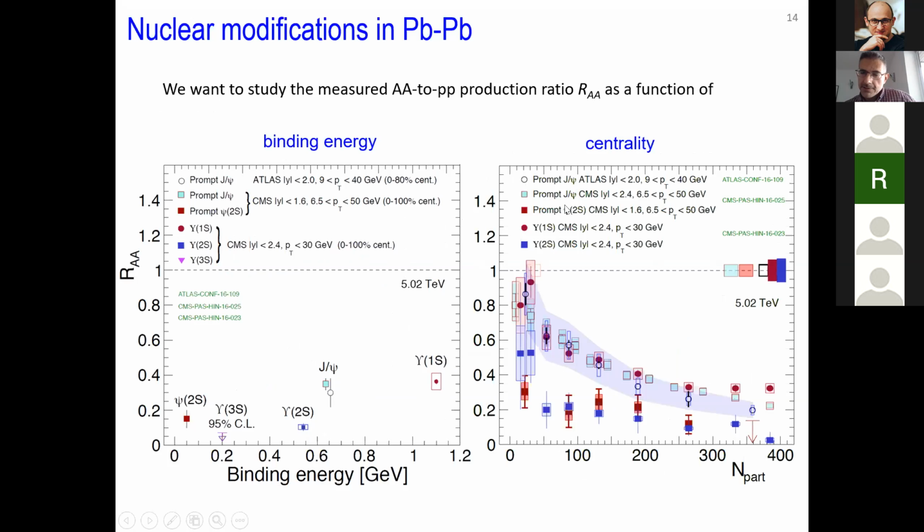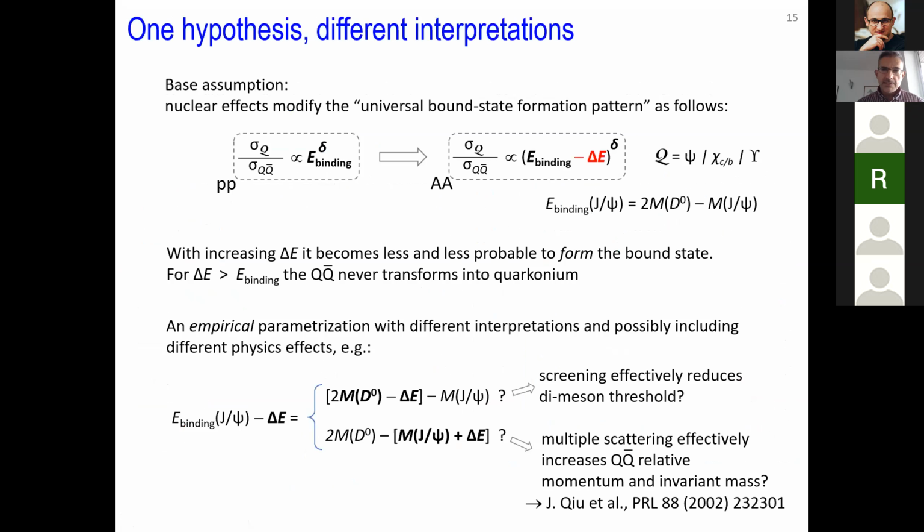And then we will also look at the centrality dependence of the RAA for all states, except the epsilon 3S for which there are no measurements. So the model is this. For pp collisions, we have simply the power law in the binding energy with delta 0.63. For PbPb, we will assume this slightly modified power law.